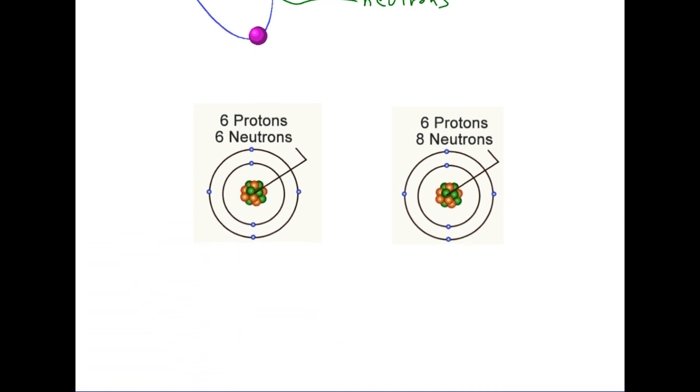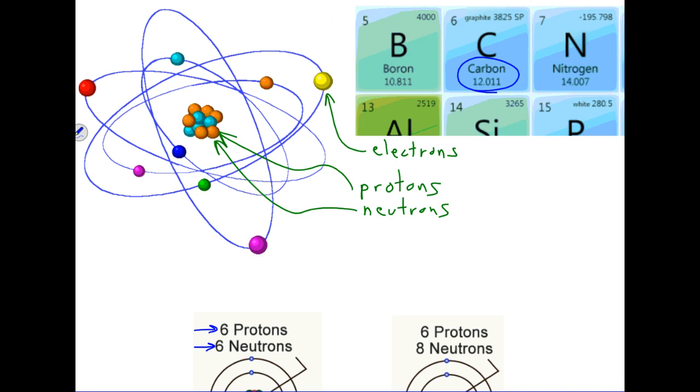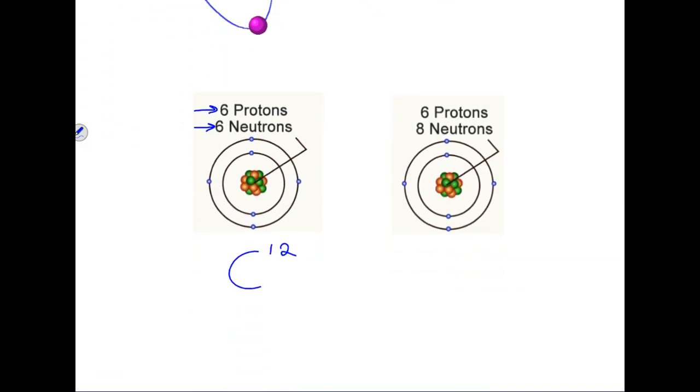So if we take a look at two types of carbon, here is a carbon, and this carbon has 6 protons and 6 neutrons. So we call this carbon 12. And when we go back up and take a look at our carbon, notice that it says it's really 12.011. Well, the vast majority of carbon is carbon 12. But every once in a while, we get some carbon that has 6 protons but 8 neutrons in there, and that's carbon 14. Over 99% of all carbon is carbon 12.